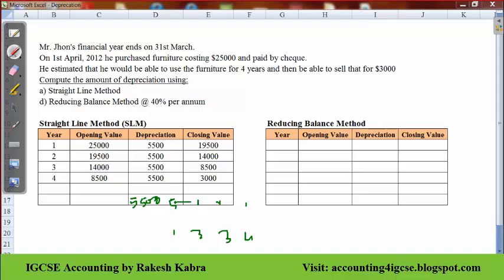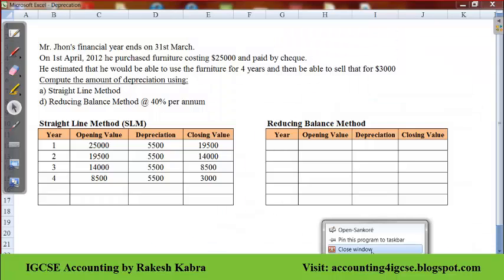So we will get a straight line, isn't it? At 5,500 we will get a straight line. This is the straight line. This is the line of depreciation. So we are getting a straight line. That's why this method is known as straight line method. Understood? So this is the reason. Got it?